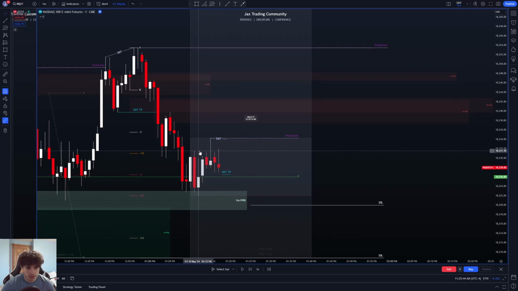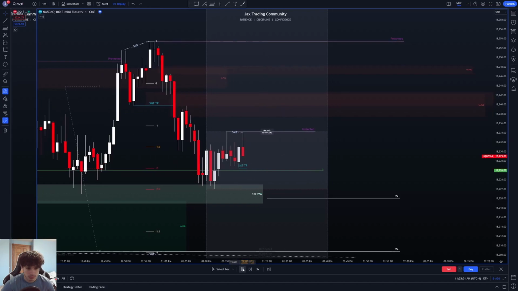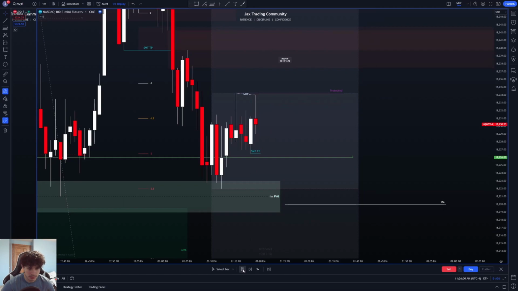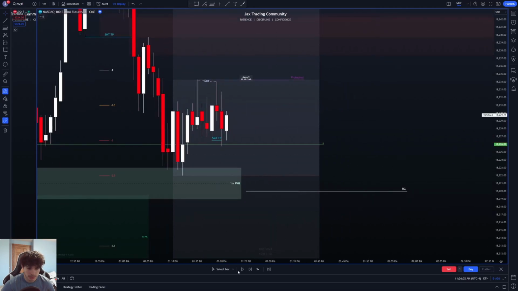Again, this would not reverse us. This would not make us go higher because we did not close above this previous high. We just wicked it. We create an SMT at this high right here. This would be protected high. This would be SMT TP. Take that out.